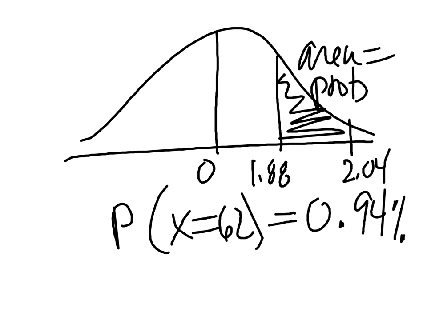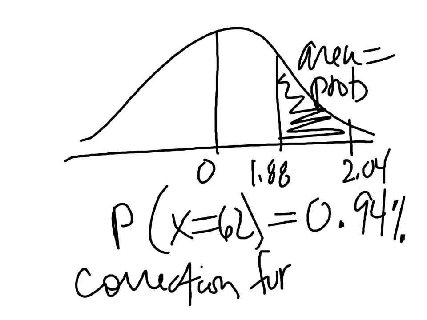Okay, well, the main thing on these questions is our correction for continuity. So let's go take a look at another one. I'm going to ask you to take a look at the one with ragweed allergies, and I'm going to work example 6.18.